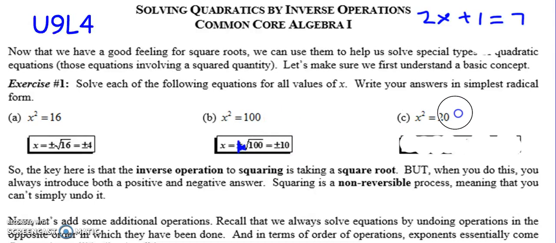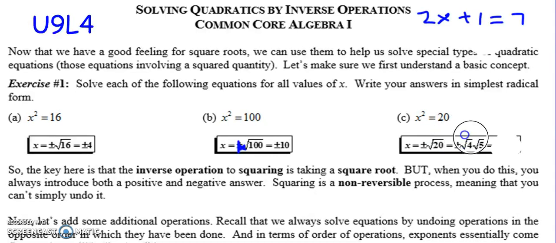And here x squared equals 20. Now this time, when we do this, however, we take the square root of x squared and get x. You take the square root of 20, and that's not a perfect square. So simplest radical form, you should know how to simplify that. So why don't you do that now? What is square root of 20 simplified? So hit pause and try that.